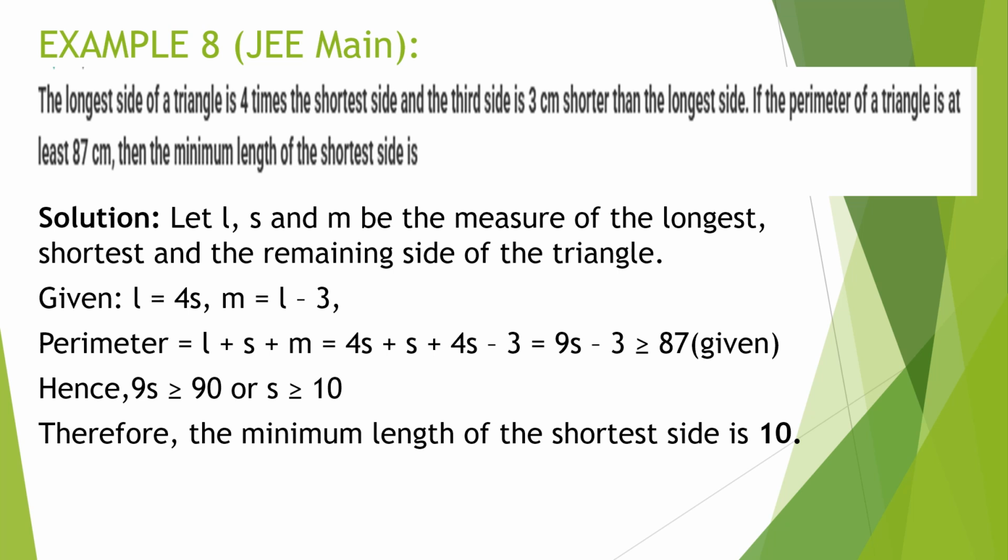9S minus 3 is greater than or equal to 87, means 9S is greater than or equal to 90, or S is greater than or equal to 10. So the minimum length of the shortest side is 10.